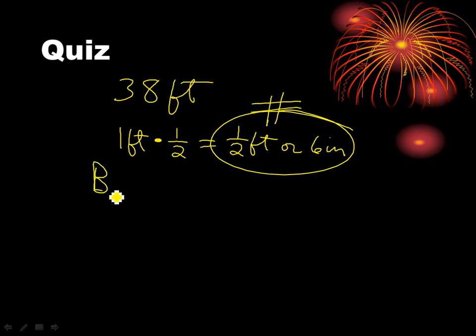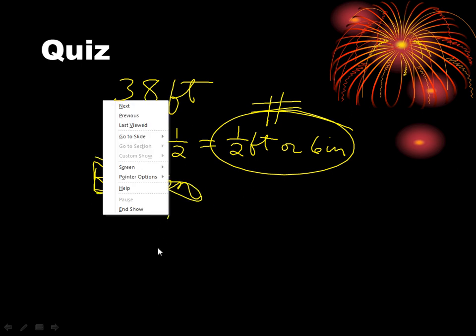How would I explain it using the word between? You subtract a half. 38 minus a half, which is what? 37 and a half feet. So then 38 add a half, 38 and a half feet. So we know that the actual measurement's between 37 and a half feet and 38 and a half feet. On the quiz, I didn't ask you to explain it, I just wanted the precision number. Any other questions?